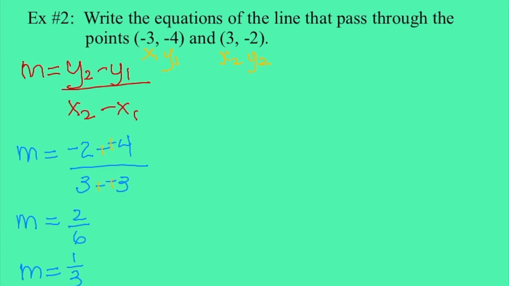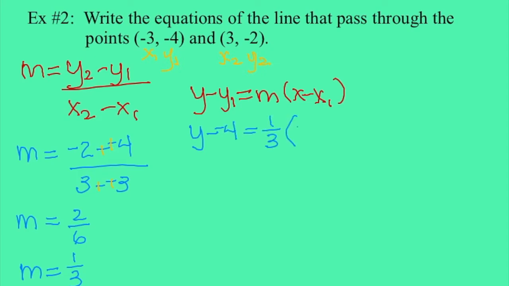So now I have the information that I need to be able to write my equation in point slope form, which looks like this. Again, it makes no difference which point you use. I'm just going to start with the first point, which was -3, -4. So I would have y minus a -4 equals 1/3 times x minus -3.